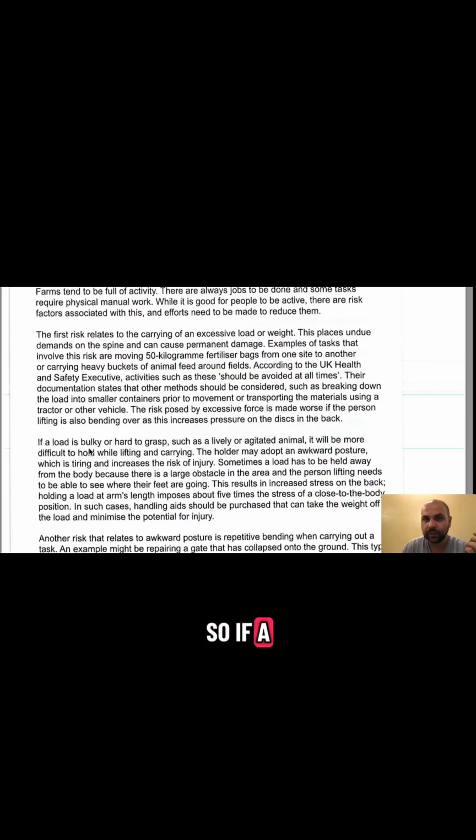Now let's have a look at number 16. This one is directly taken, as I've told you, from the passage which deals with awkward posture. Lifting a restless. So restless here could be substituted with synonyms, right? If a load is bulky or hard to grasp, such as a lively or agitated animal, it says lifting a restless, so agitated, and what? Animal.